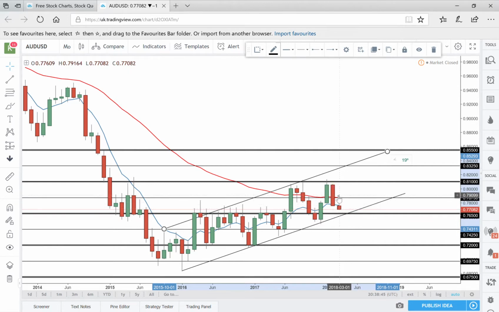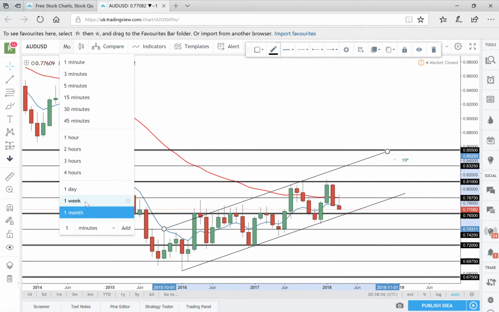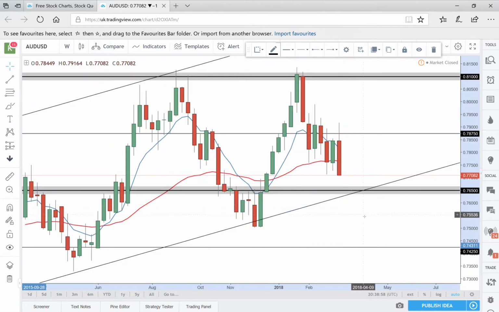As you can see, we've just had a wick rejection off our weekly mid-range, and we've started to move down now. So if we scale down to the weekly time frame to have a better look at this.